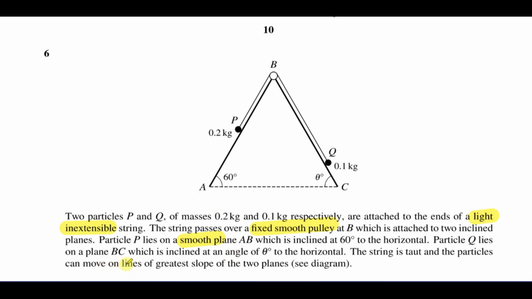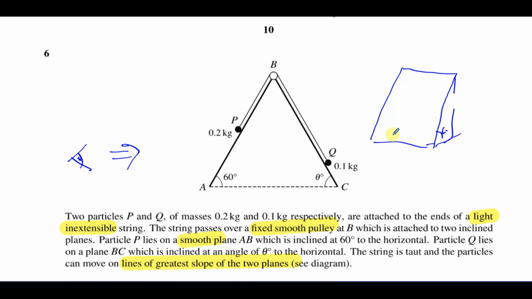So what are these lines of greatest slope of the two planes? Here is how you can understand it. Imagine you were looking at this plane from this angle here. What would you see? You'd see a ramp going up, and that would be 60 degrees.